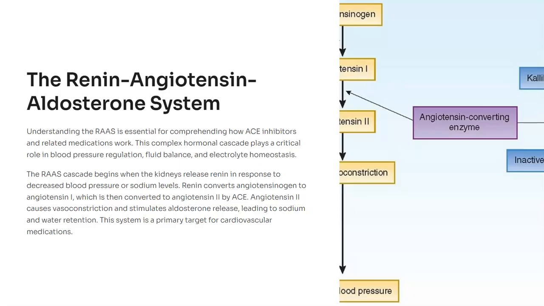The renin-angiotensin-aldosterone system begins when the kidneys release renin in response to decreased blood pressure or sodium levels. Renin then converts angiotensinogen to angiotensin 1, which is then converted to angiotensin 2 by ACE. Angiotensin 2 causes vasoconstriction and stimulates aldosterone release. That causes sodium and water retention. So that system is a primary target for cardiovascular medications.